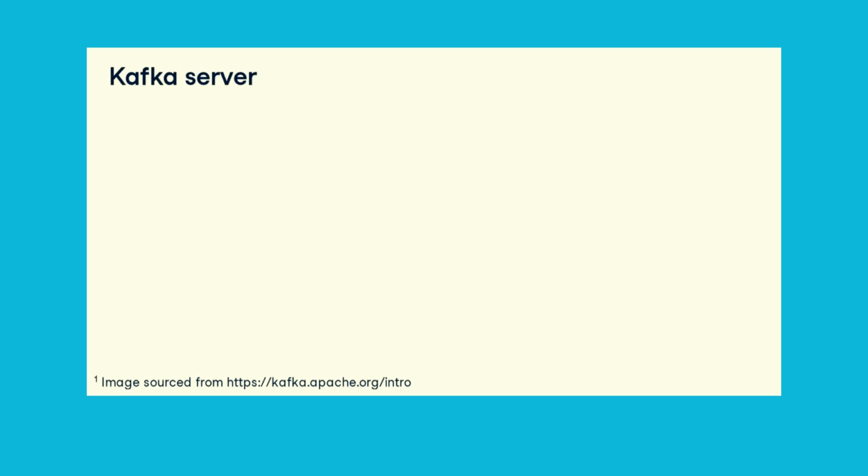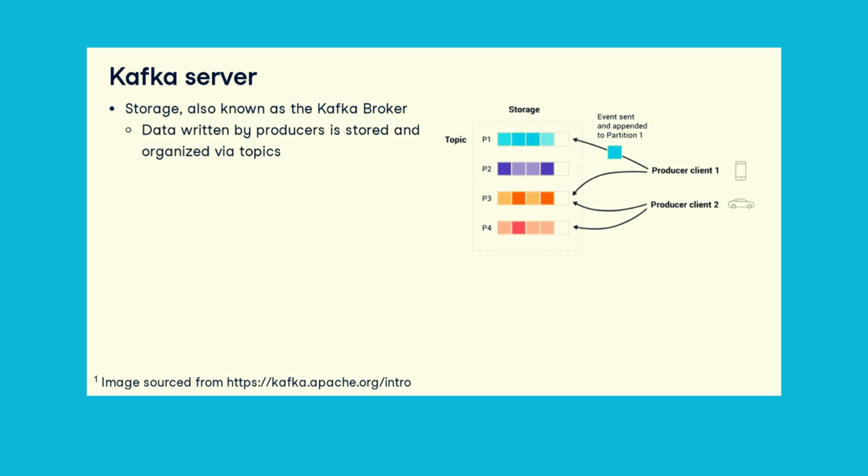The primary task of a Kafka server is acting as a Kafka broker. The broker, like a stockbroker, handles communication between consumers and producers. The server also handles data storage. Data written by producers is stored and organized via topics.